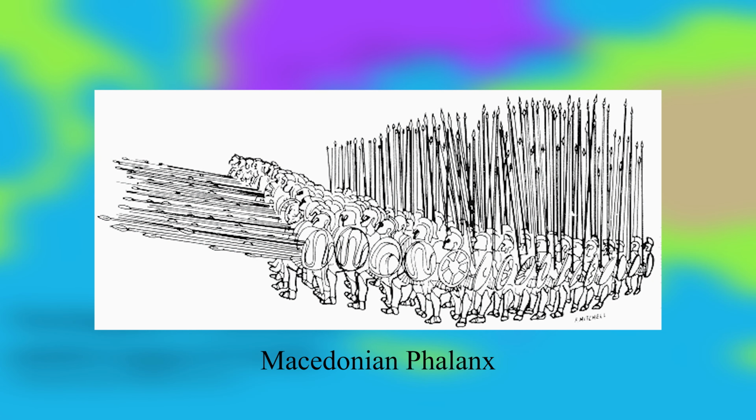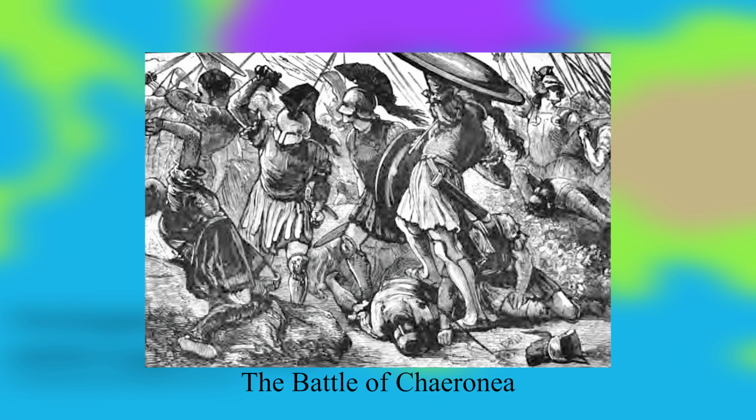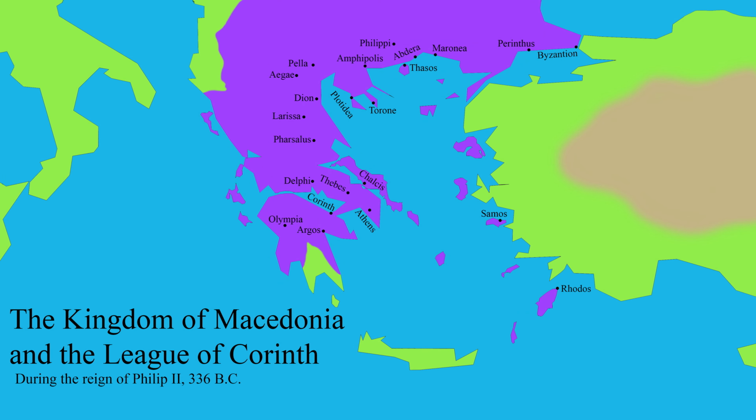Philip's troops were also equipped with sarissas, which were much longer than the standard spear. Many Greek states ended up allying to fight the rising northern power, but were defeated at the Battle of Chaeronea in 338 BC. After this, Philip conquered all of Greece, excluding Laconia.